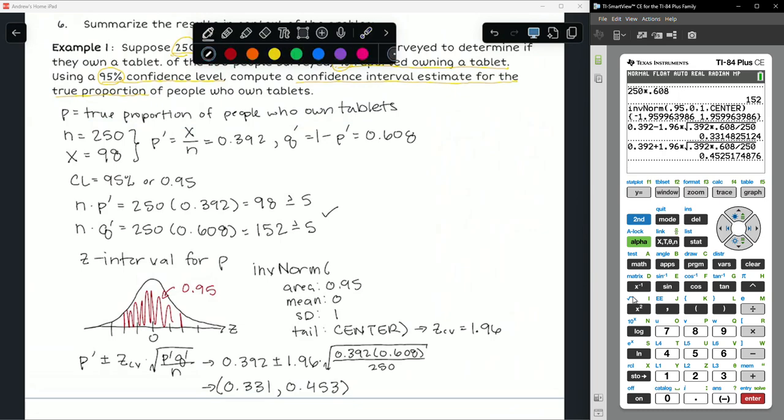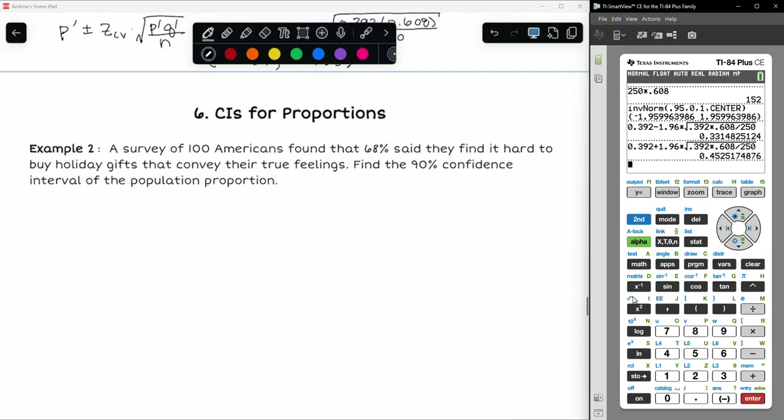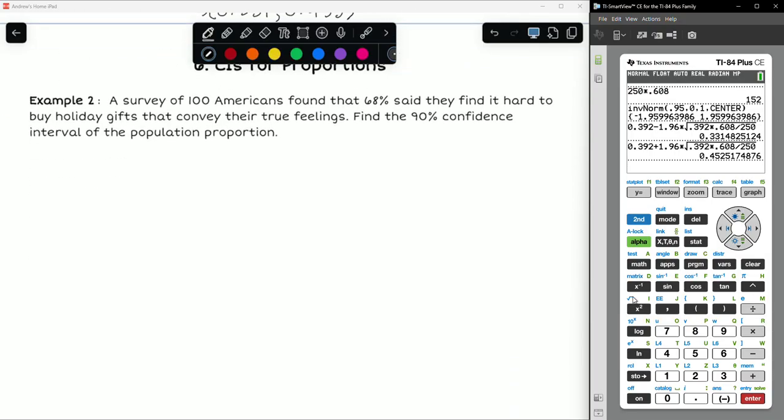Let's go ahead and try one more. The next one says, a survey of 100 Americans found that 68% said they find it hard to buy holiday gifts that convey their true feelings. Find the 90% confidence interval for the population proportion.